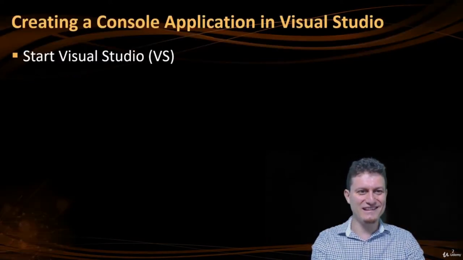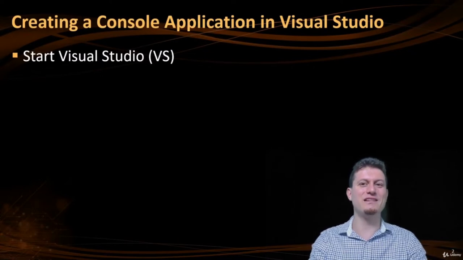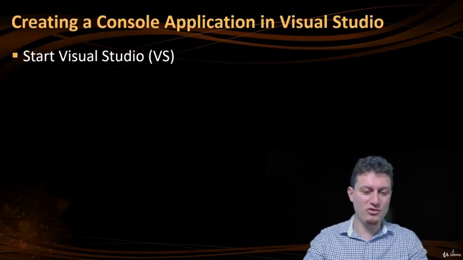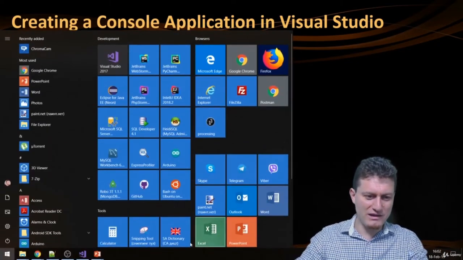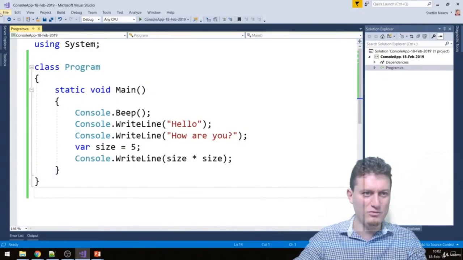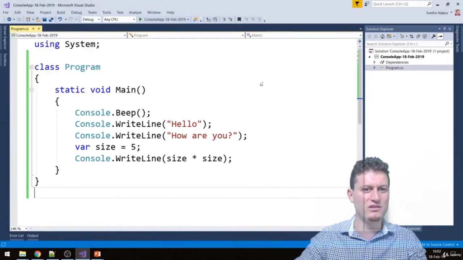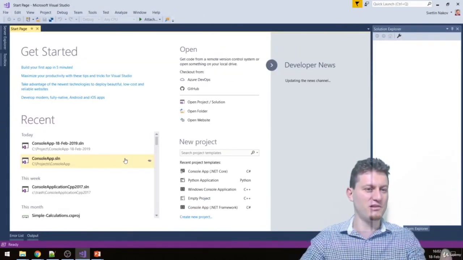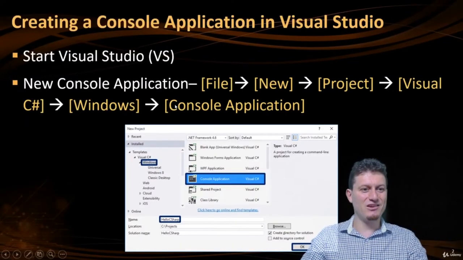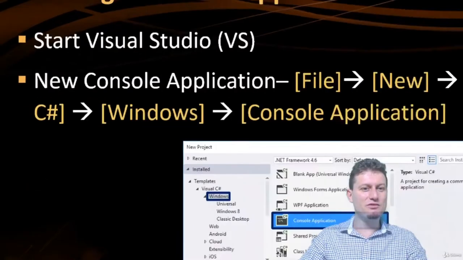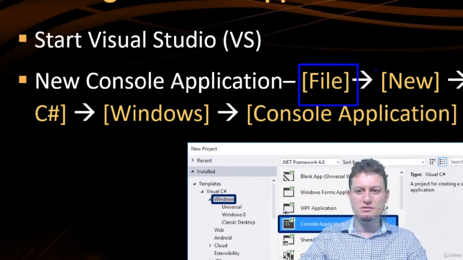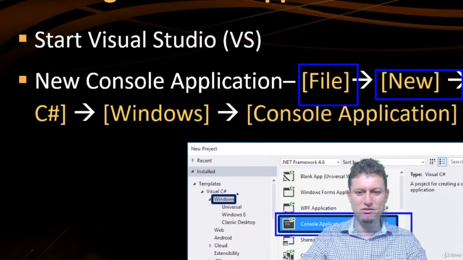So let's start. First, when we want to create a console application in Visual Studio, we should start Visual Studio. I already have it started, so this is what I have. I will close this solution to start from scratch, from zero. The next step is File, New, Console Application, and choose this Windows console application.